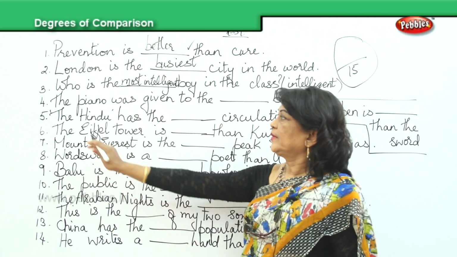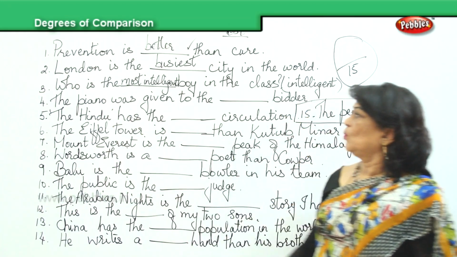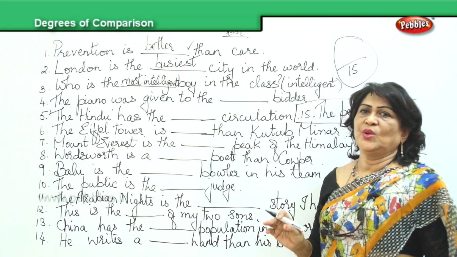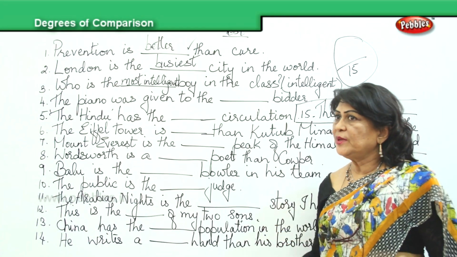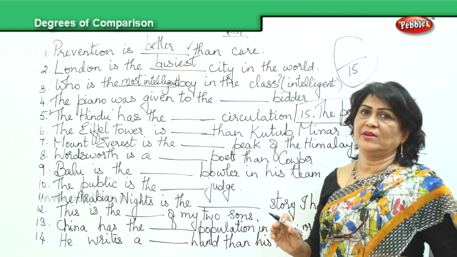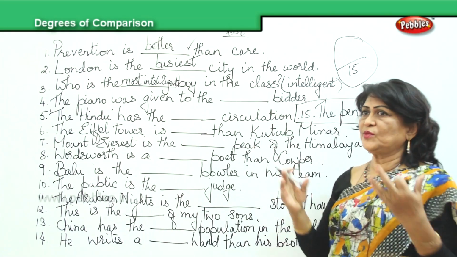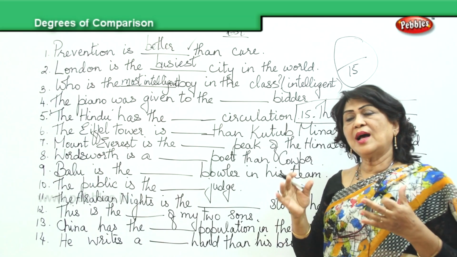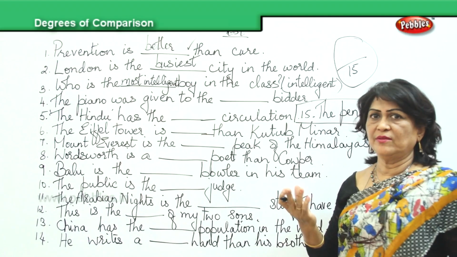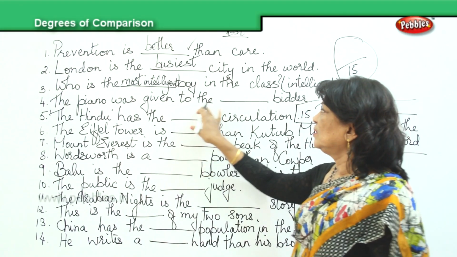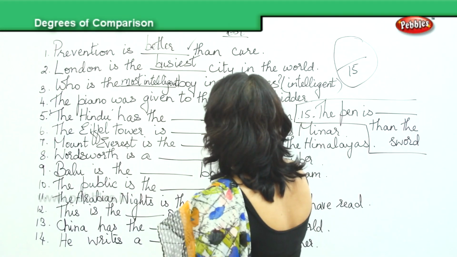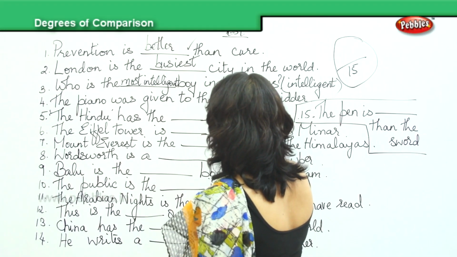Next one. The piano was given to the dash bidder. Will they give it to the least bidder? No, they'll give it to the highest bidder, isn't it? Whoever bids for something, whoever asks for a high bidding, he will get whatever he is bidding for. So it should be the superlative, so the highest bidder.